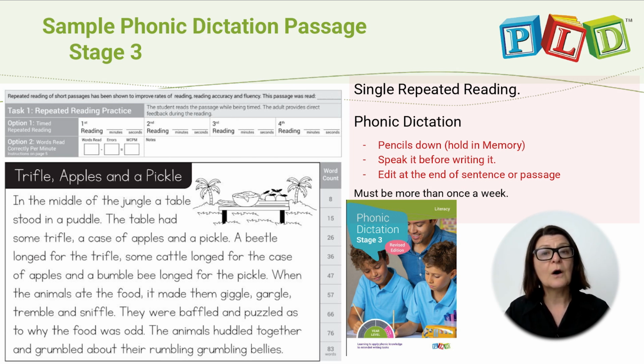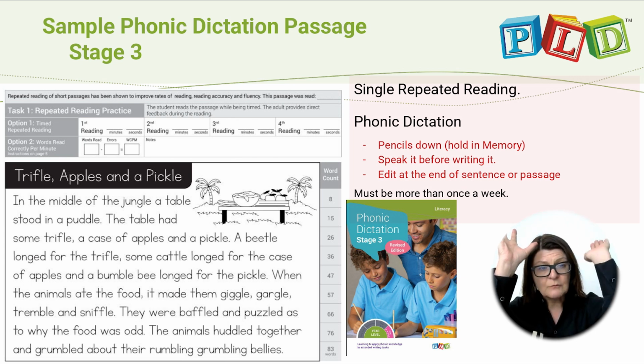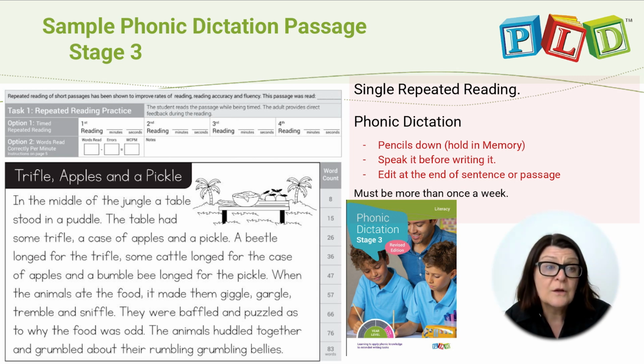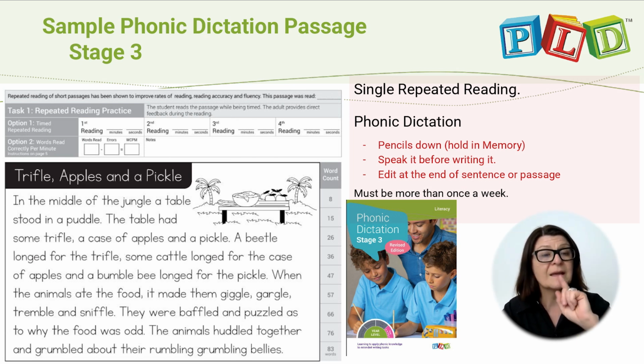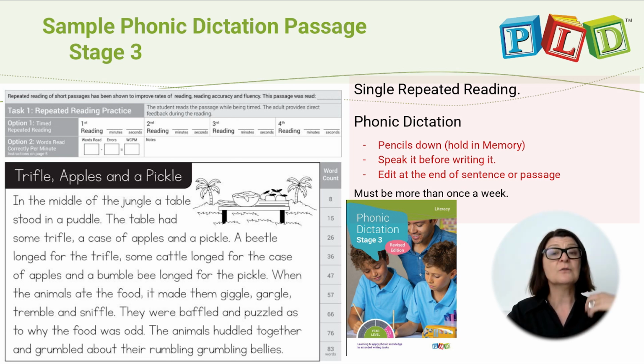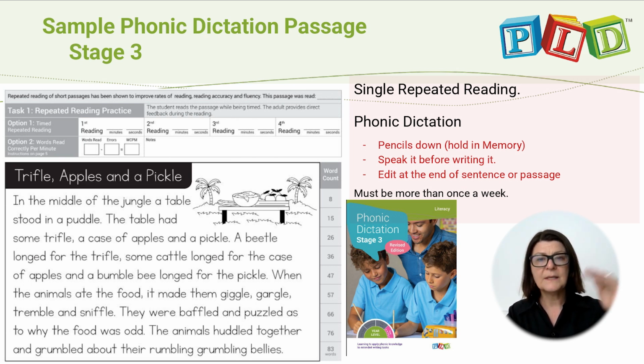In the middle of the jungle, in the middle of the jungle, what are you going to write? So you're going to repeat, repeat, repeat, hold it in their working memory, that section of a sentence. Then you're going to say, what are you going to write? Because hearing that sentence structure is good. Speaking it back works their language profiles. In the middle of the jungle, go. Waiting, waiting, waiting. Pencils down.